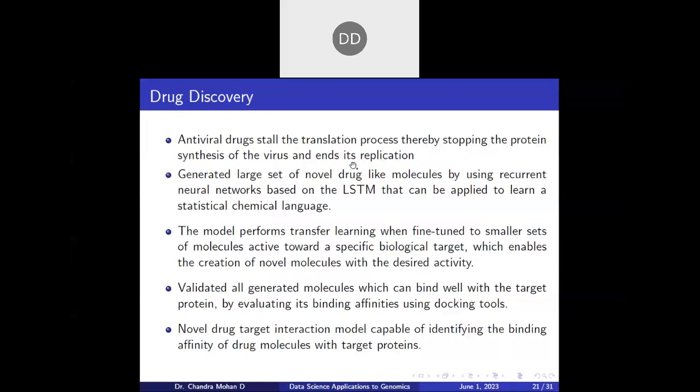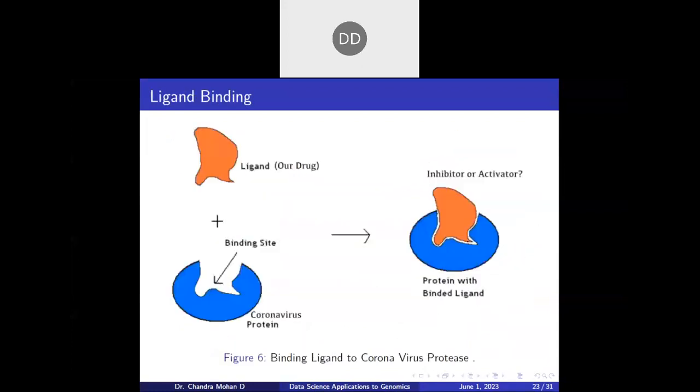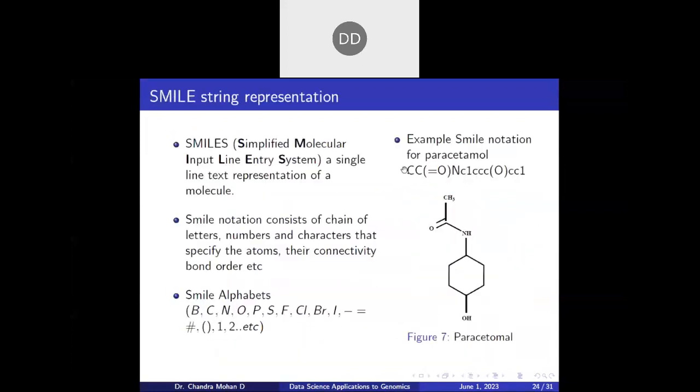Now, how can we generate drugs? What is a drug? A drug is a chemical molecule. I'll show you chemical molecules here, like this. This is paracetamol; most people know paracetamol. How can we represent the paracetamol drug? Like this, we can represent it as CC(=O)... There is a significant meaning for each character.